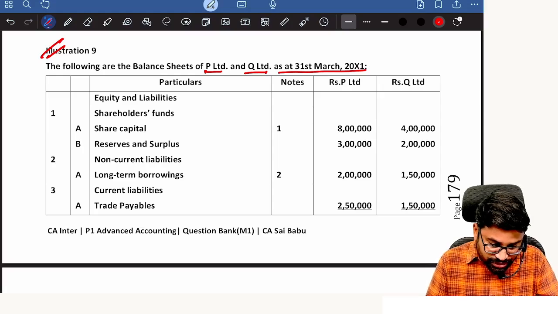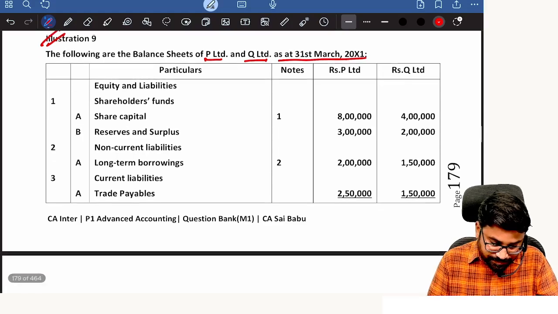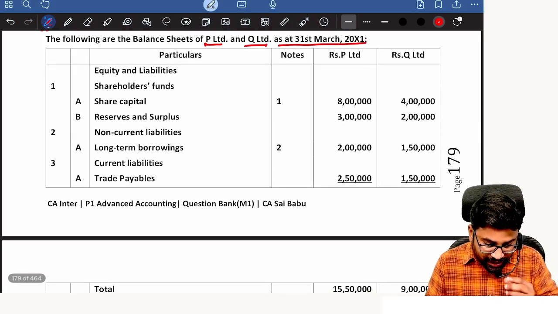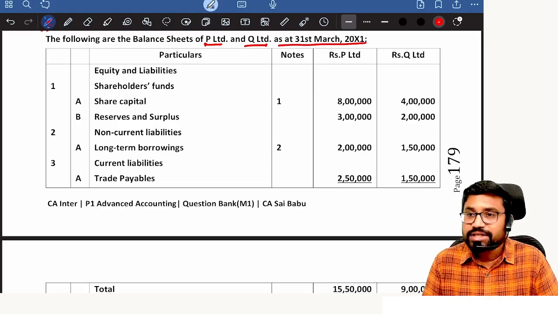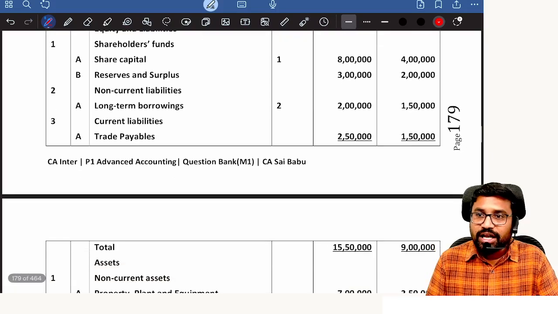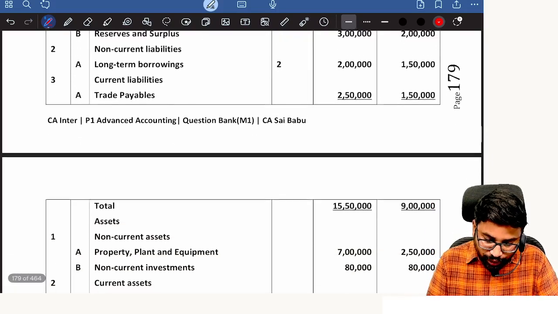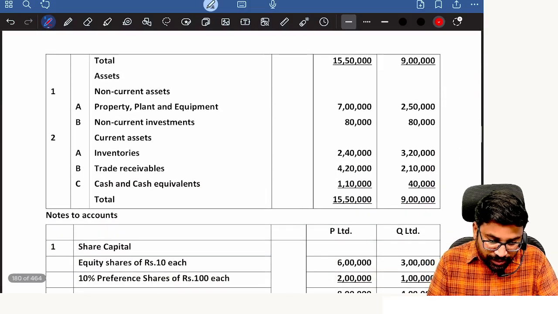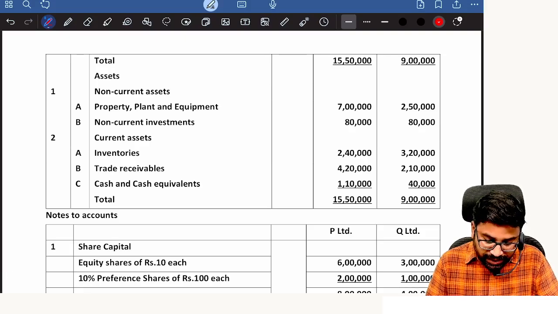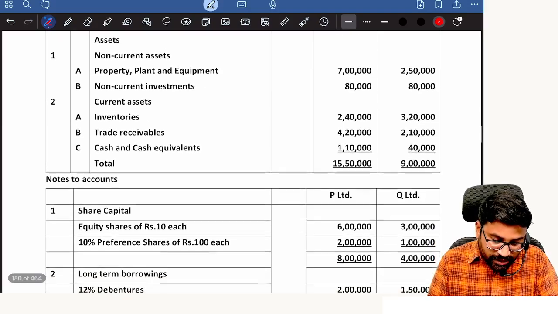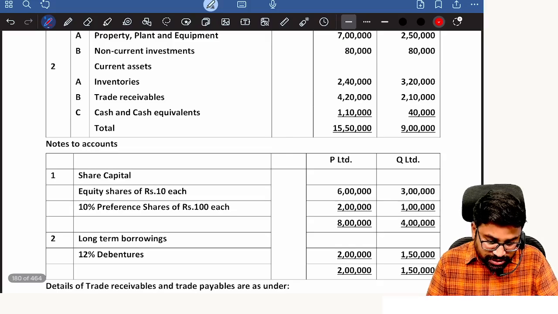Equity and liabilities, shareholders funds, share capital note 1, 8 lakhs, 4 lakhs, reserves and surplus 3 lakhs, 2 lakhs. Non-current liabilities, we have long-term borrowings note 2, 2 lakhs, 1 lakh 50. Current liabilities, we have trade payables 2.5, 1.5. Coming to assets, non-current assets, property, plant, equipment 7 lakhs, 2.5 lakhs. Non-current investments 80,000, 80,000. Current assets, inventories, trade receivables, cash and cash equivalents.